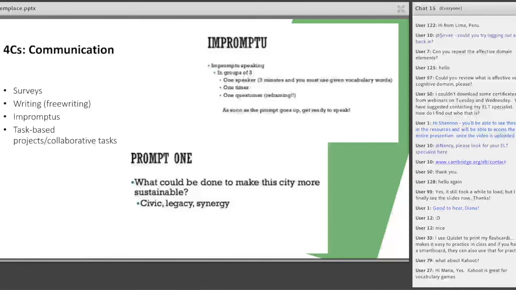And here's just one example, and this is a high intermediate class, but what could be done to make this city more sustainable? And they had to use words like civic, legacy, and synergy. Great ways to get the students independently producing the vocabulary in a very low risk situation. And then task-based projects and collaborative tasks. Surveys could serve as one, but having students create a city plan, for example, if I'm working on this same unit, and having to do a presentation. And we'll see some examples of that in a minute.